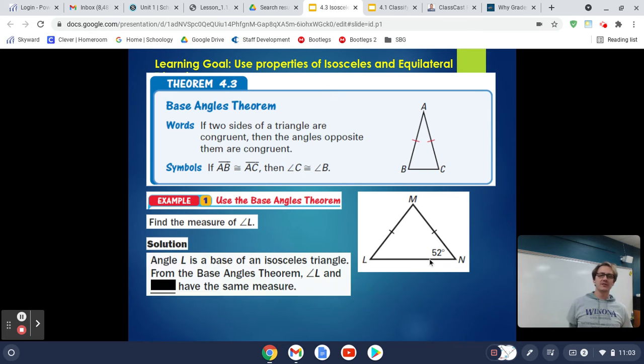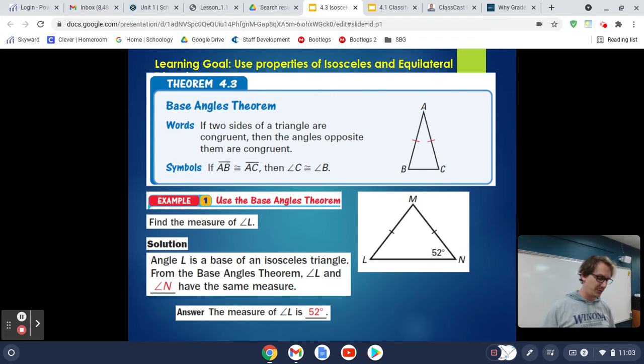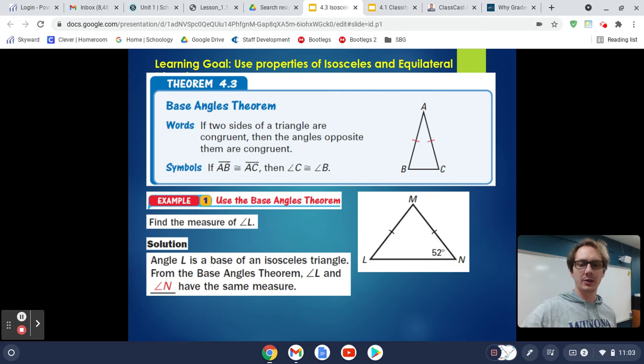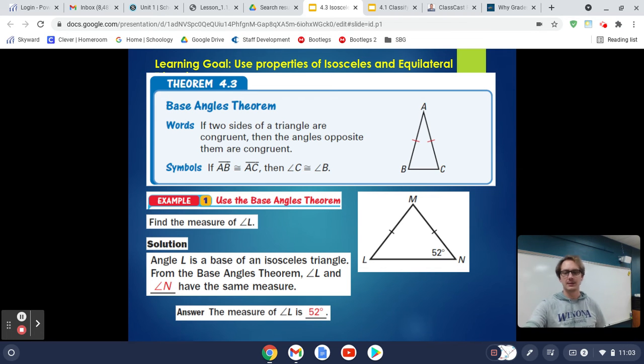So trying to find the measure of angle L here. If angle L is a base angle of an isosceles triangle, then from the base angles theorem, and we also know that this is an isosceles triangle, angle N and angle L are going to be congruent to each other. If angle N is 52 degrees, then angle L must also be 52 degrees. Notice again that this angle is opposite this side, and this angle is opposite this side. So that's how I know that these are my two congruent angles. They're also the two angles that are on the base.